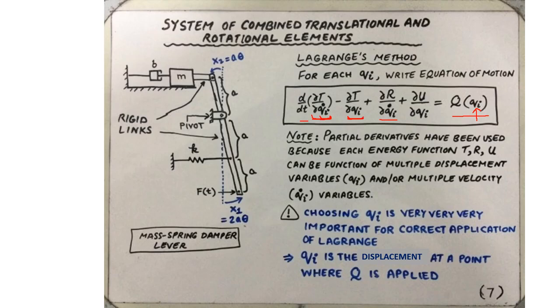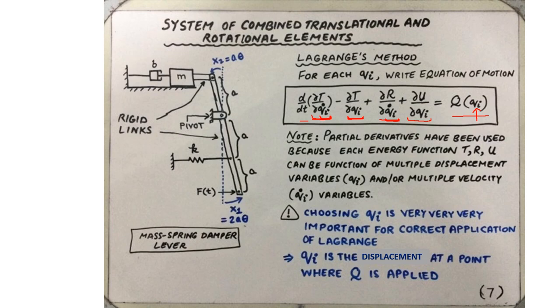We also need to add the partial derivative of dissipation energy with respect to qi dot. So again, it is a partial derivative with respect to qi dot, that is the velocity. And the final term in the sum is the partial derivative of potential energy with respect to qi. Here, this is a displacement qi.